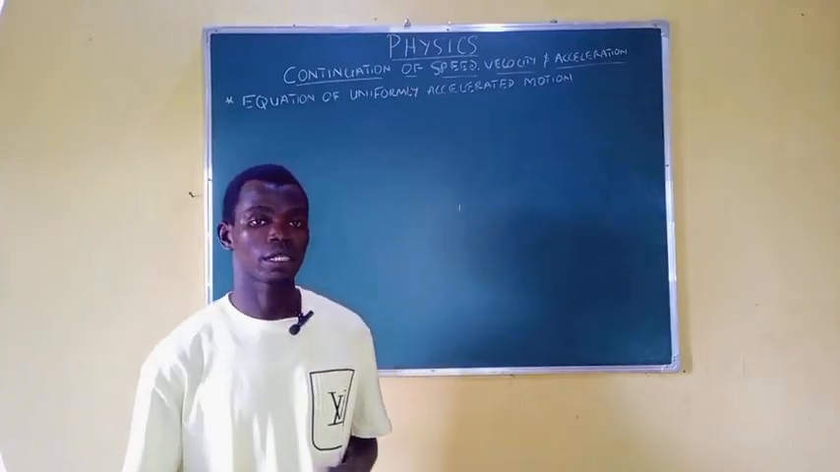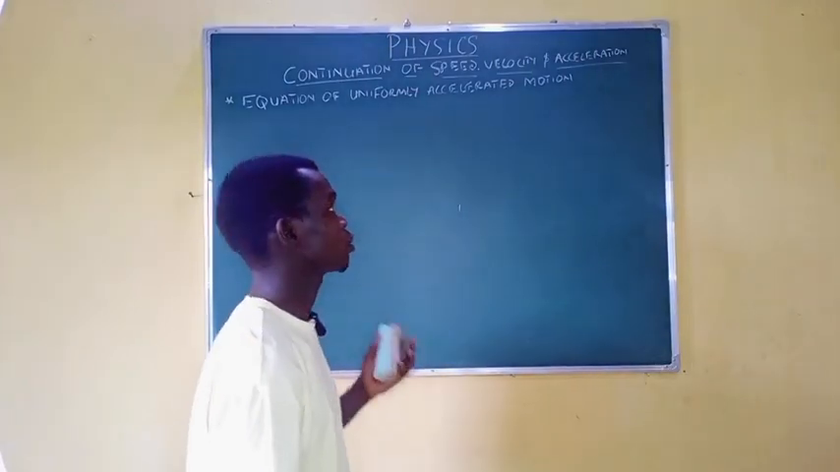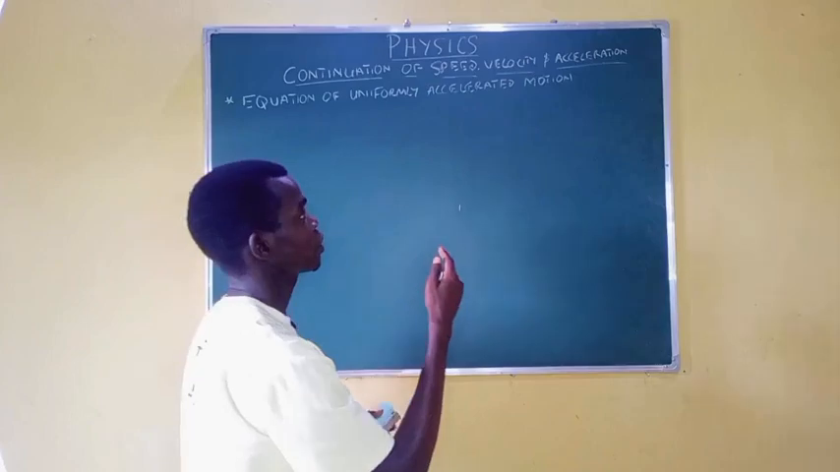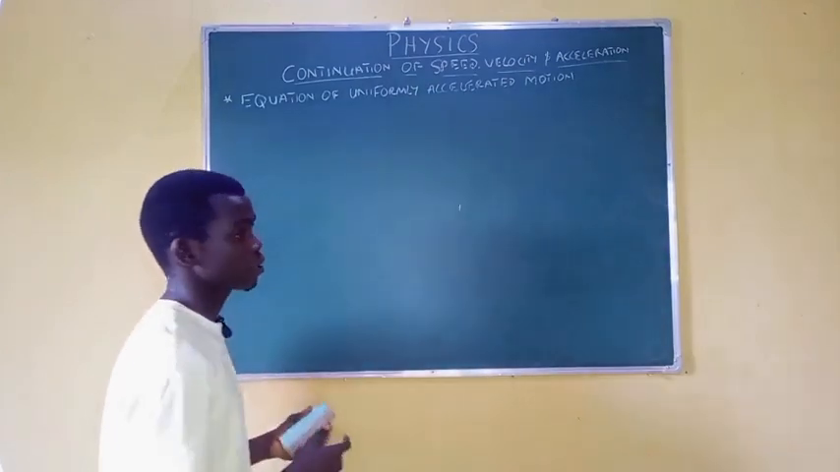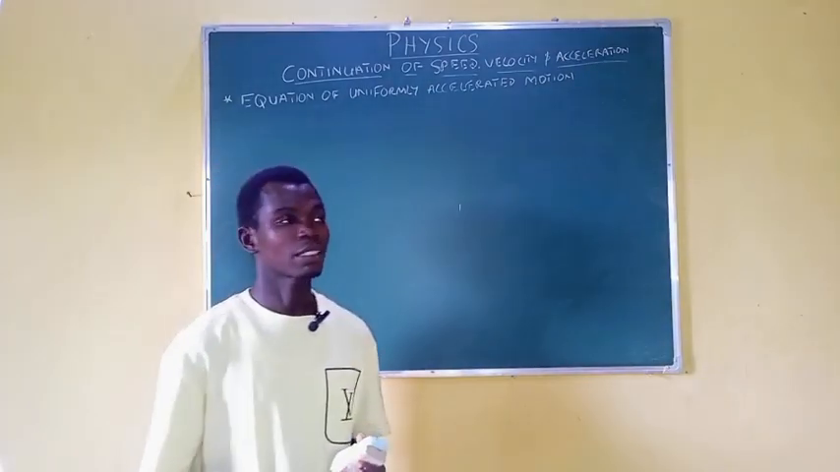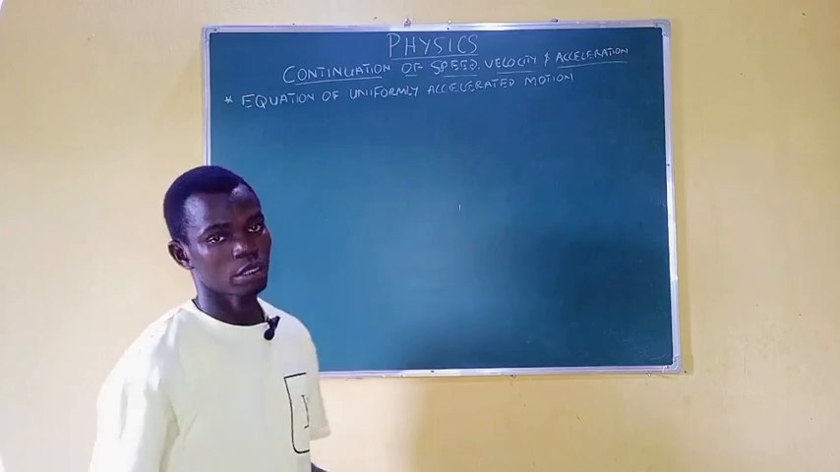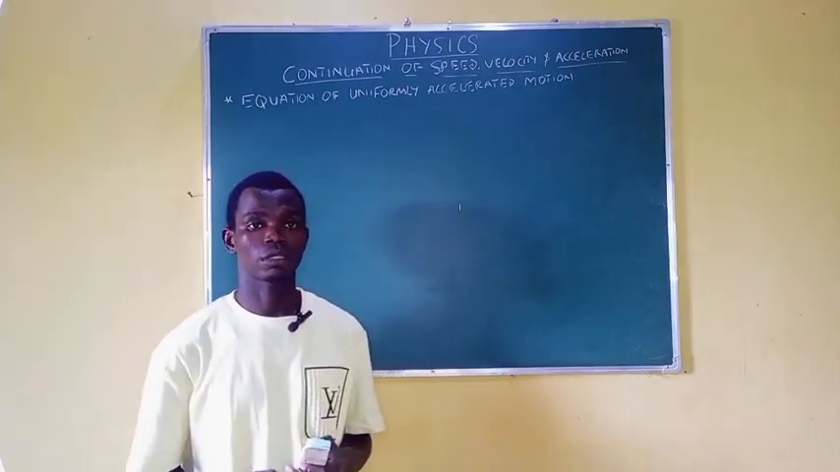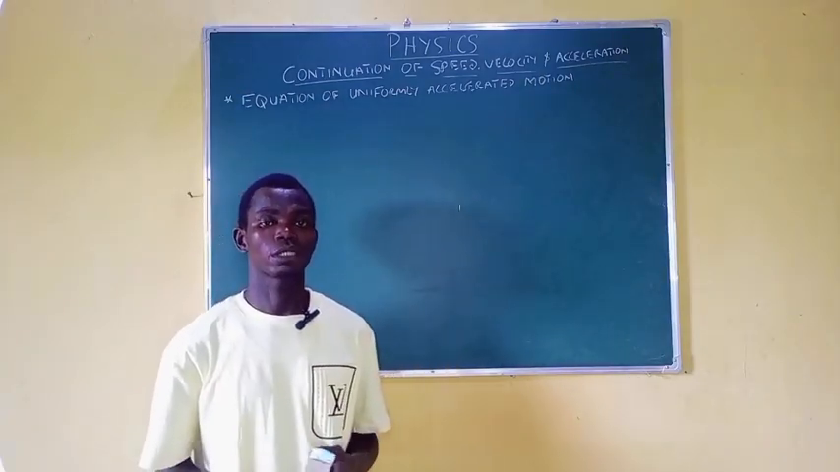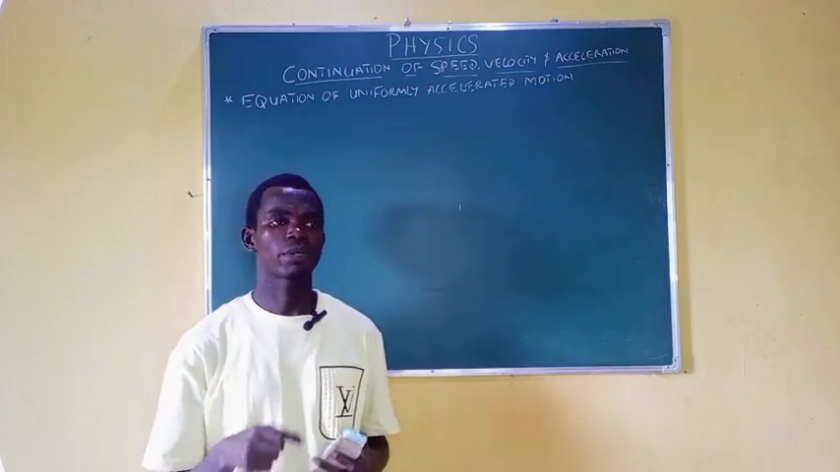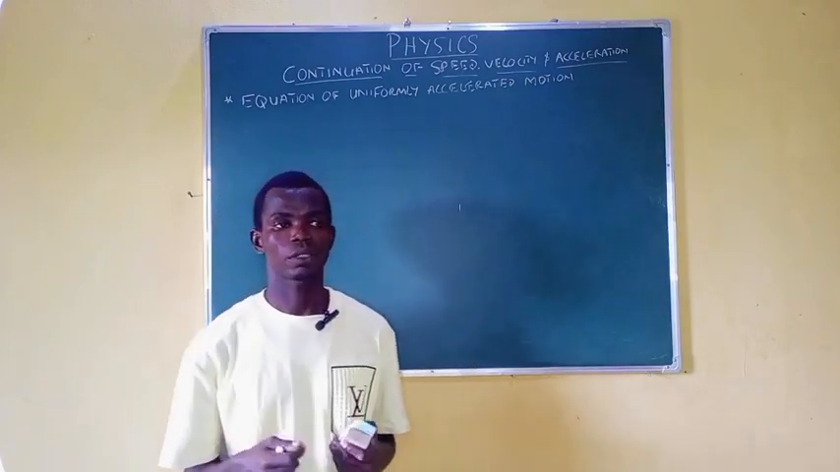Welcome to today's physics class, where we will talk about the continuation of our last class, which is speed, velocity, and acceleration. Today, we'll be talking about the equation of uniformly accelerated motion. And what is uniform acceleration? Acceleration of a body is uniform if its velocity changes by equal amounts in equal time.